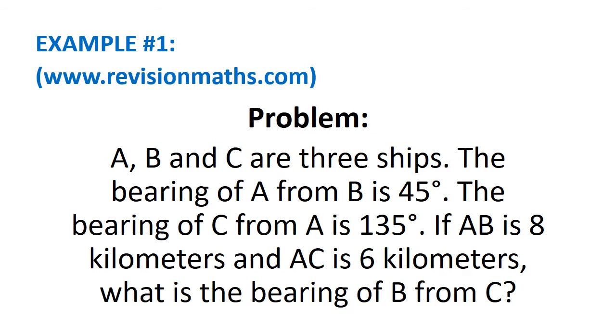A, B, and C are three ships. The bearing of A from B is 45 degrees. The bearing of C from A is 135 degrees. If AB is 8 kilometers and AC is 6 kilometers, what is the bearing of B from C?